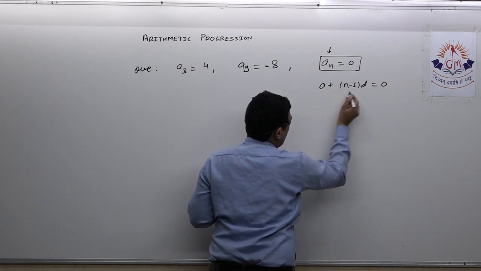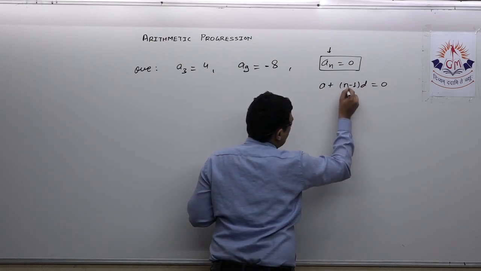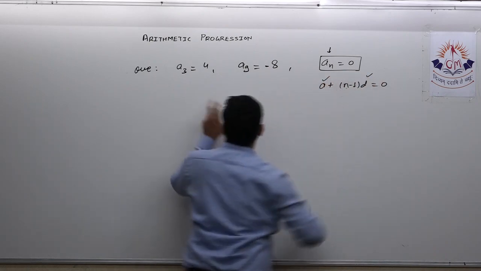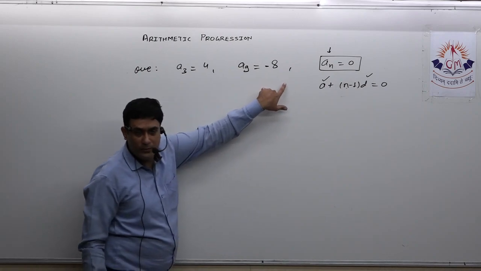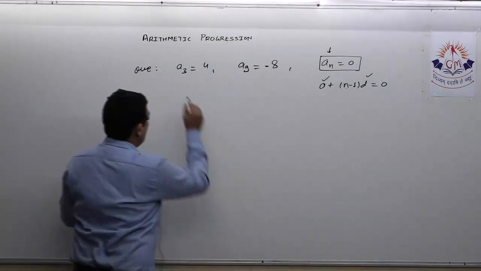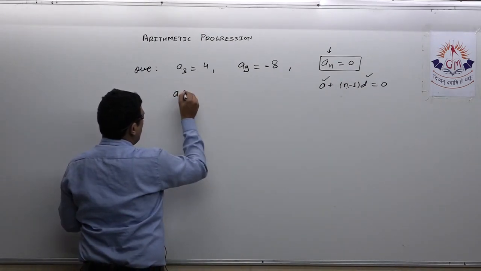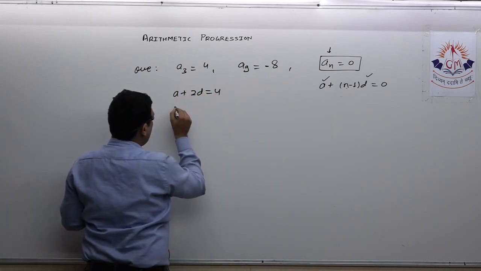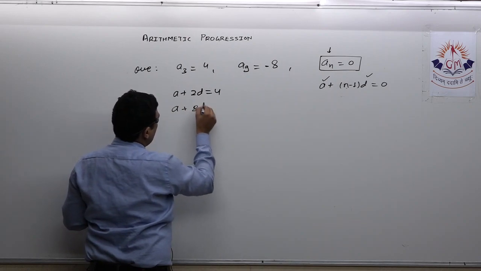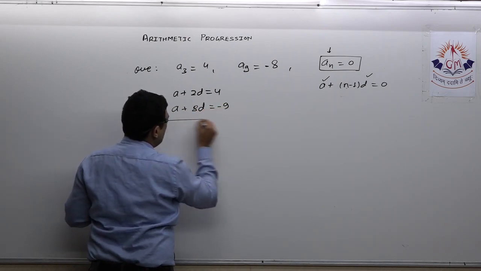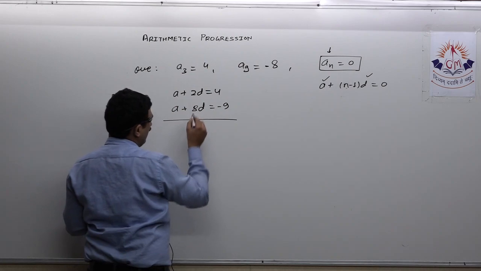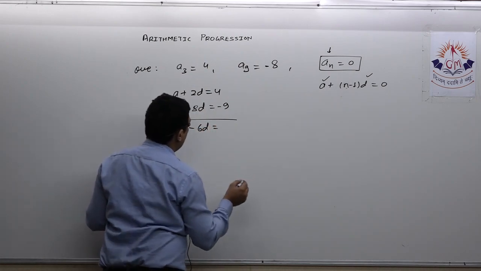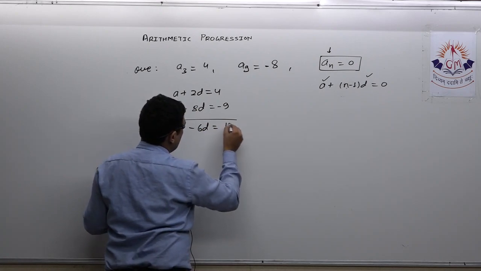Now to get the value of n, I must have a and d, and that we can find with the help of these two pieces of information that we saw right now. Here a3 equal to 4, that is a plus 2d equal to 4. a9 equal to minus 8, that is a plus 8d equal to minus 8. Now if I subtract, the a will cancel out. Here I will get minus 6d, and over here I will get 12.